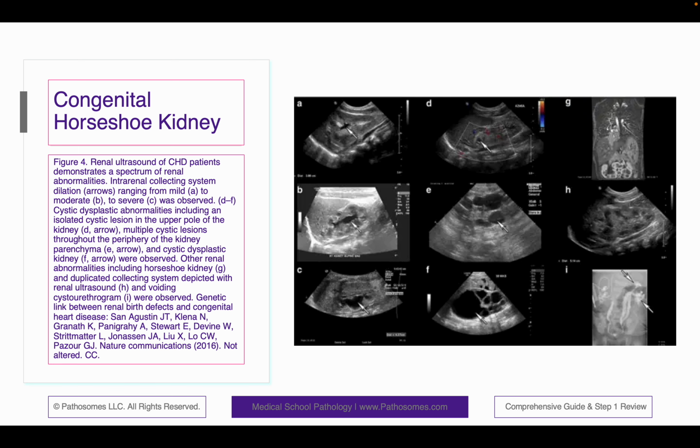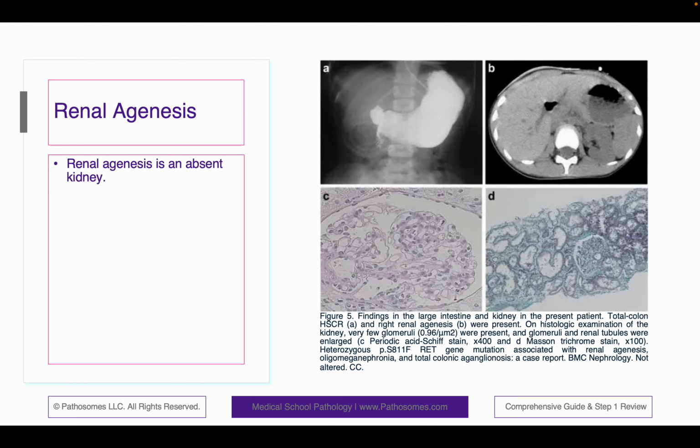And here we have various renal ultrasounds in patients that demonstrate the spectrum of renal abnormalities. You can pause and read if you like, but for conciseness sake, I'm going to proceed to renal agenesis. Renal agenesis, yes, the lack of development of a kidney. If you look in A, where's the kidney? Renal agenesis is an absent kidney. And in A, it's notable for right renal agenesis.